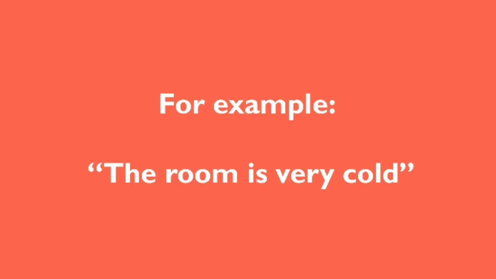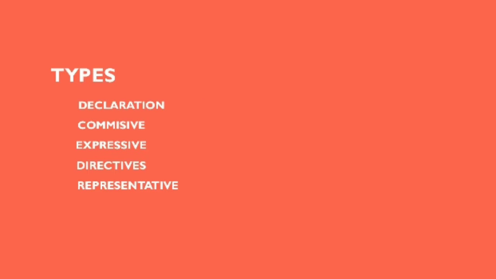Let's say when someone says, "It is very cold in this room." In direct speech, it means that the room is very cold. While in indirect speech, it means the speaker requests the hearer to turn off the air conditioner in that room. So there are 5 types of general function performed by speech acts. First is declaration, second is commissive, third is expressive, fourth is directive, and then last is representatives.